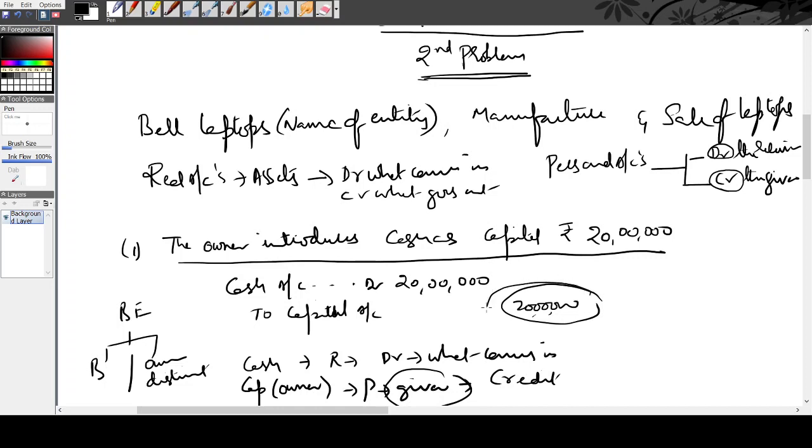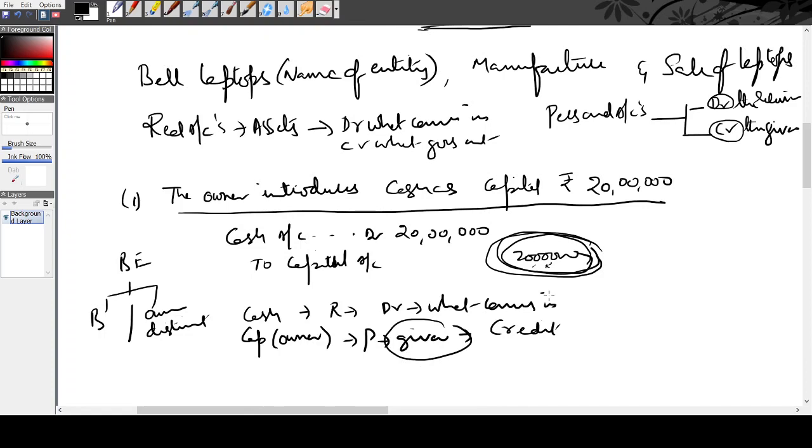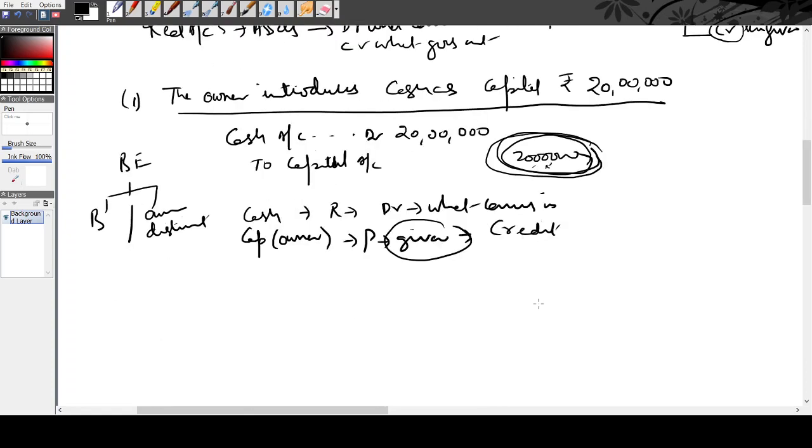We are actually recording in the books of account of the business that this money is owed by the business to the owner. That means whenever the business is closed down or whenever the owner wants, he has a right. He can claim this amount from the business. That is why we are showing him as a creditor in our books, a person who has given some money to the business and the business owes this money back to the owner.